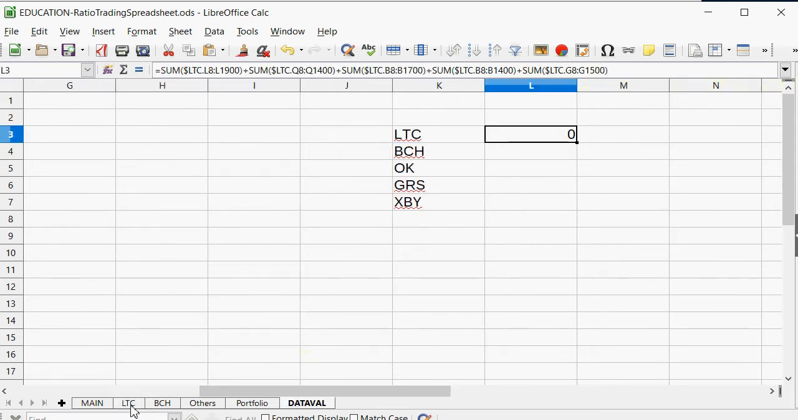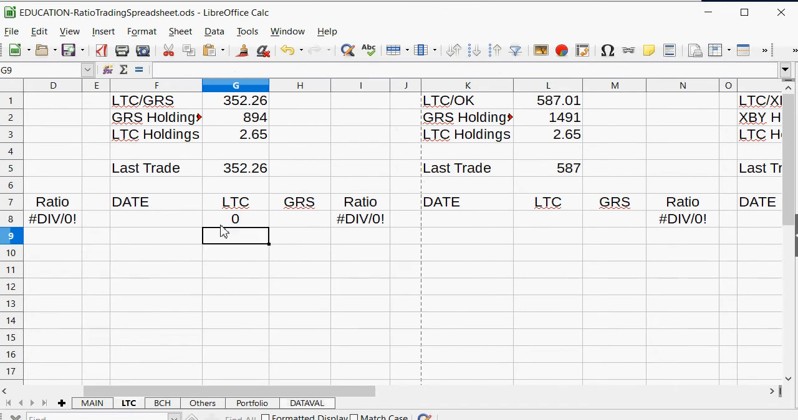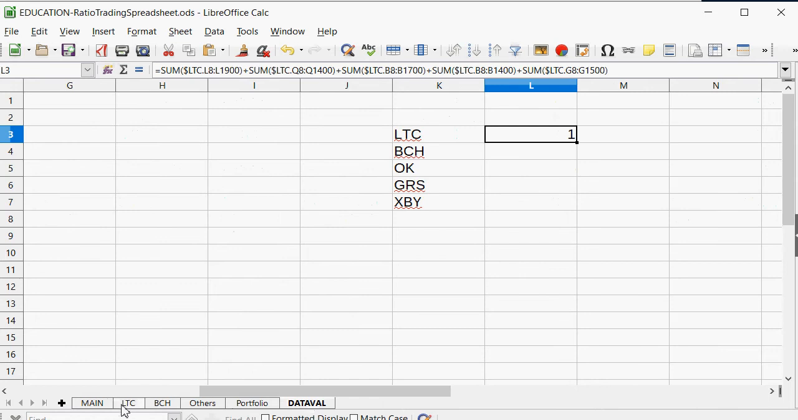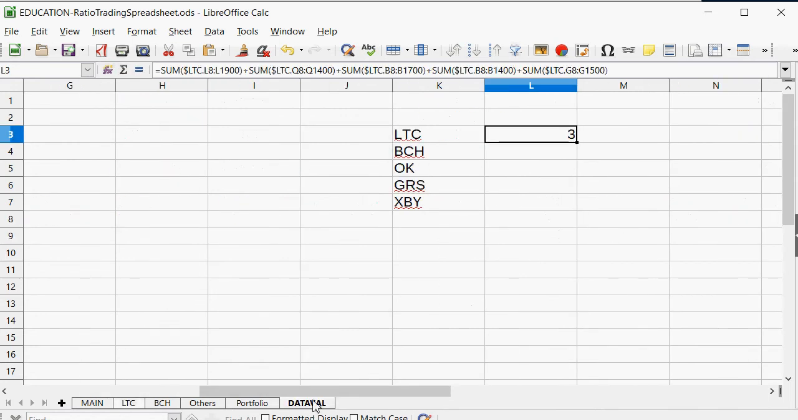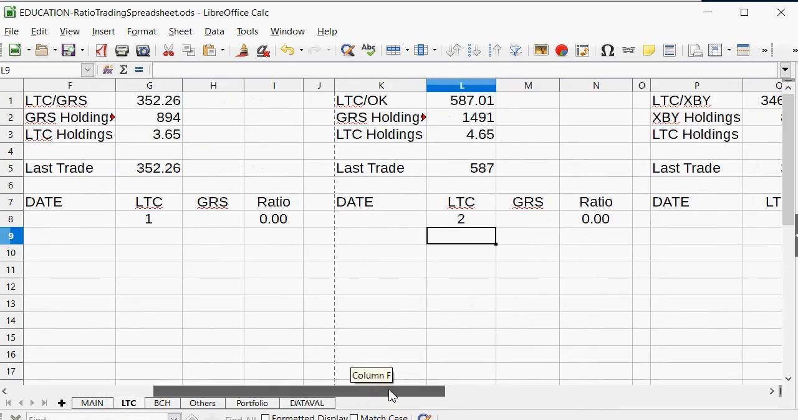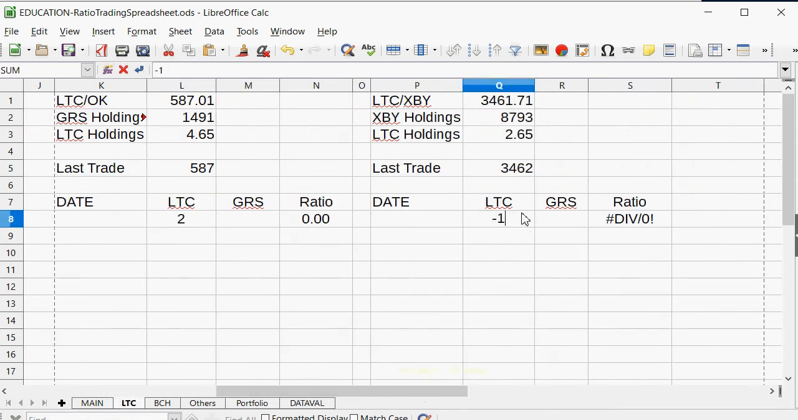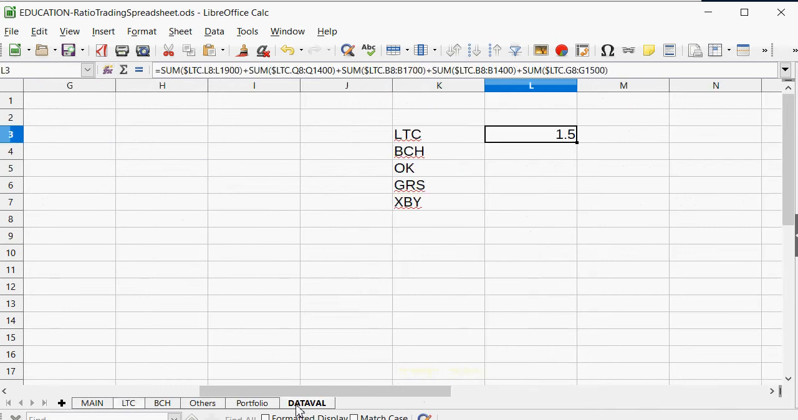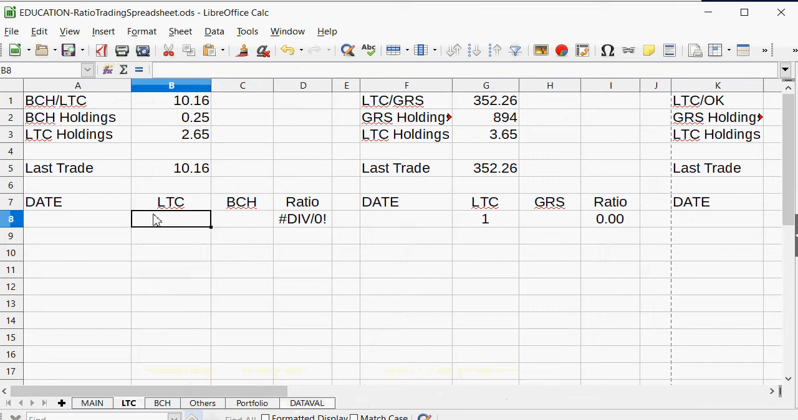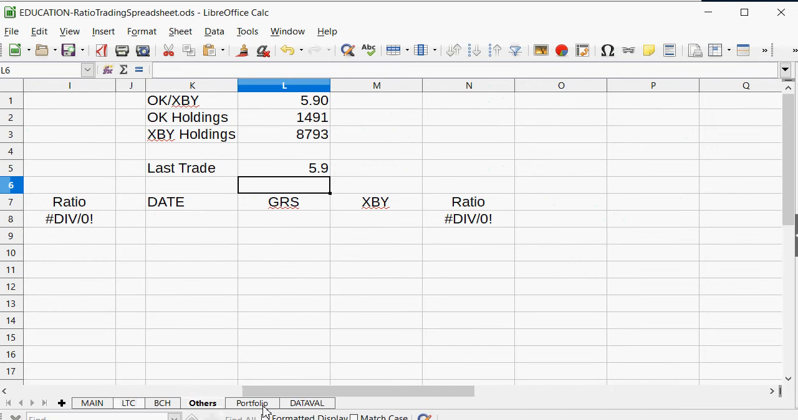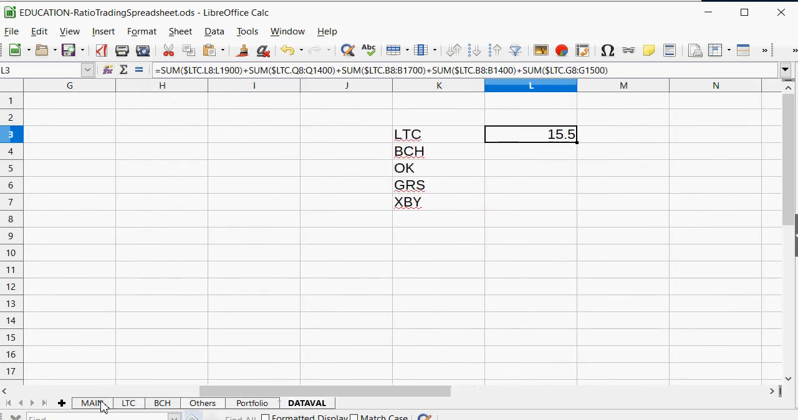But now let's put in some numbers in here. If I put a 1 in here, does this bring in 1? Yes, it does. Let's bring in 2 more here. Does this bring it to 3? It does. Let's go minus 1.5. Does it go to 1.5? It does. And let's go 7. Does it go up to like 8.5? Or actually, no. Did I add it twice there?